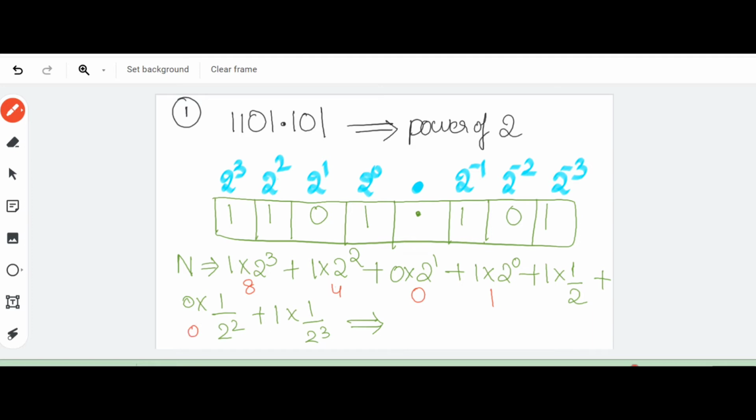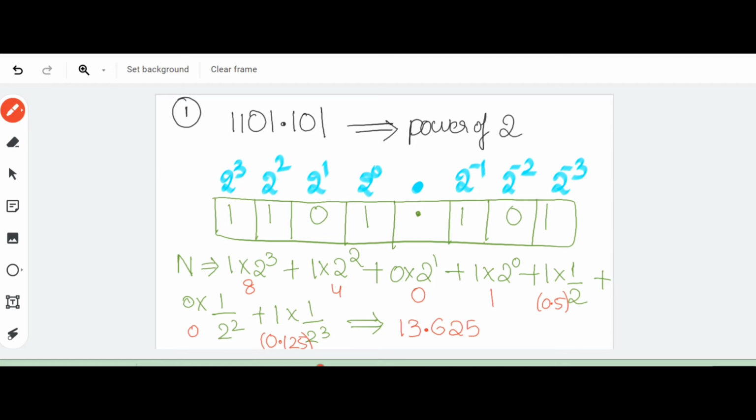Once you solve this, let's take 1 by 2 as 0.5. And what is 1 by 8? Any guess, what is the value of 1 divided by 8? It is 0.125. Okay, so let's add all the things together. 8 plus 4 is 12, 12 plus 1 is 13. Point, here we have 0.5 and 0.125, that is 0.625.